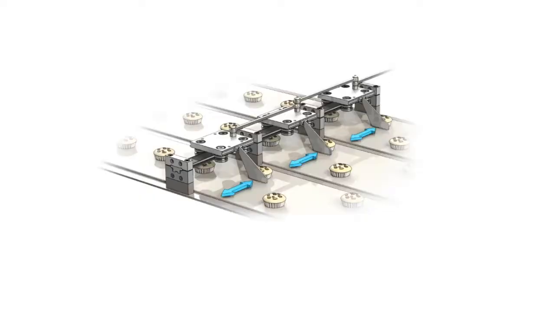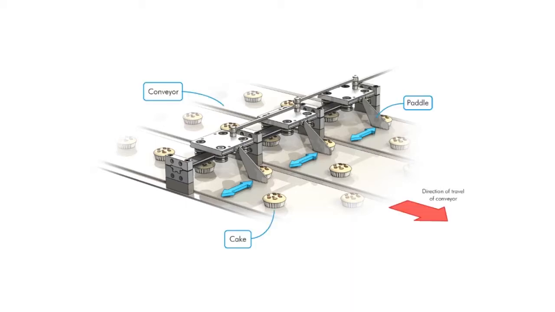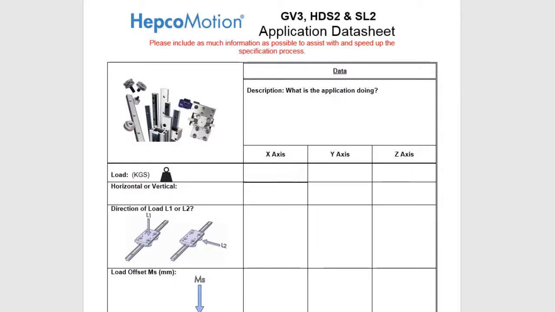Let's take a quick look at the application we're going to use to complete the datasheet. Here is a small section of a production line in a factory making cakes. Cakes pass along a conveyor and are sorted into rows before they go on to be packed. A paddle is used to push the cakes into position on the conveyor. Guidance is required to move the paddle back and forth. This brief description of the process is exactly what is needed to complete the datasheet.